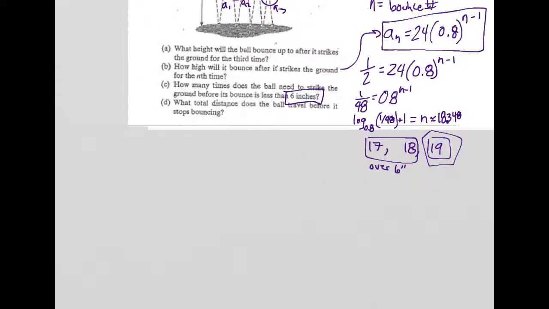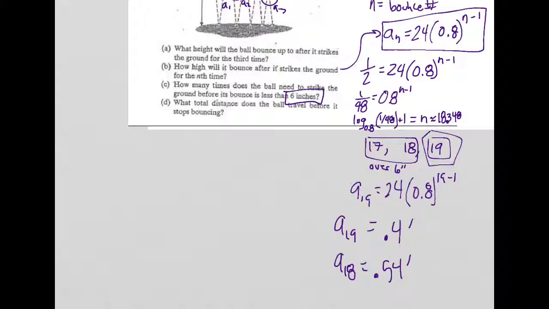And if you plug that into your calculator, a sub 19 equals 24 times 0.8 to the 19 minus 1. You'll see that you get a height of roughly 0.4 feet, which means we are less than half a foot. And if you do the same thing but use 18 for the number of bounces instead of 19, you'll get a height of 0.54, which means you are still above 6 inches. And so our answer has to be the 19th bounce will get us below 6 inches.